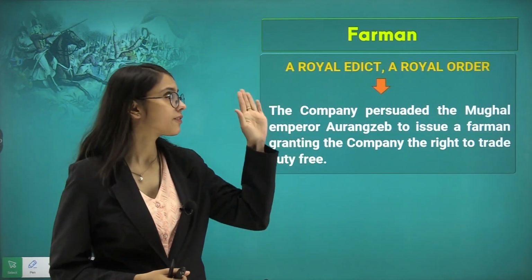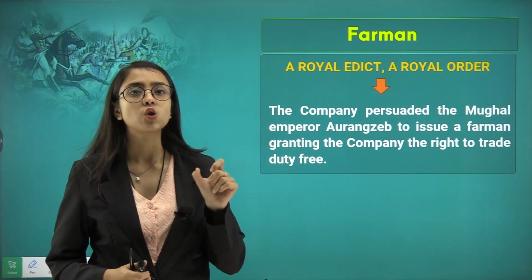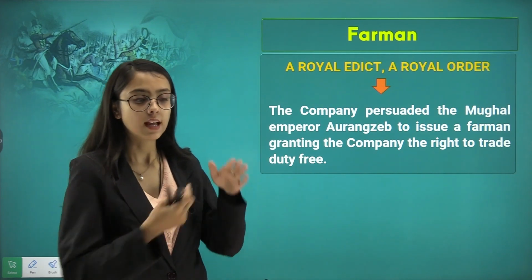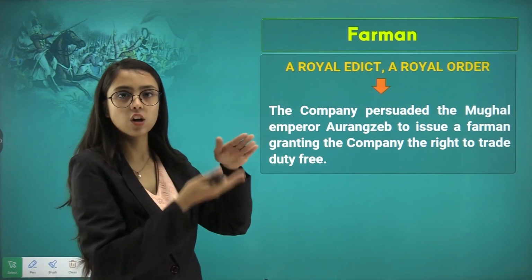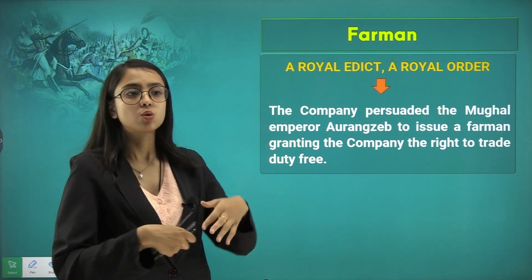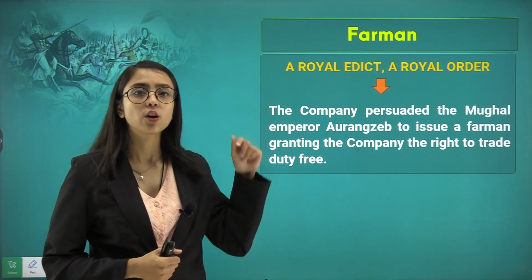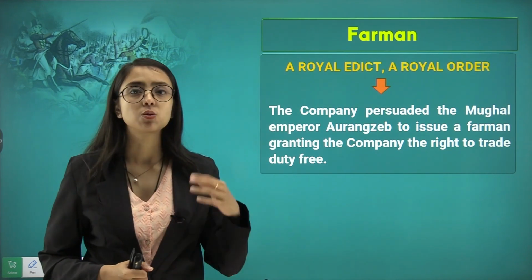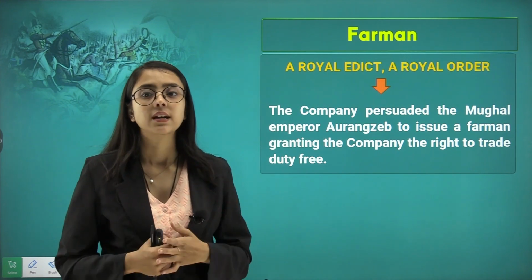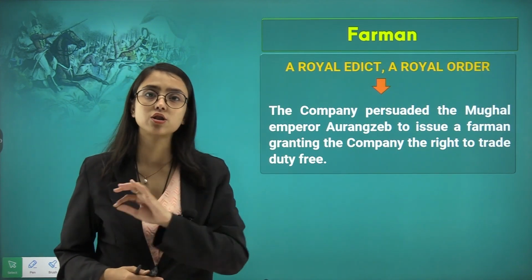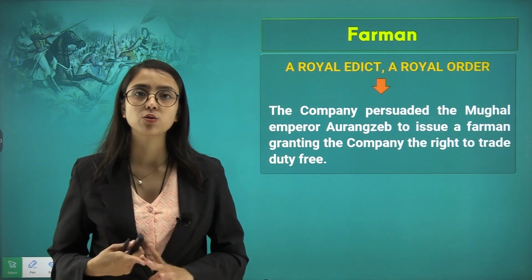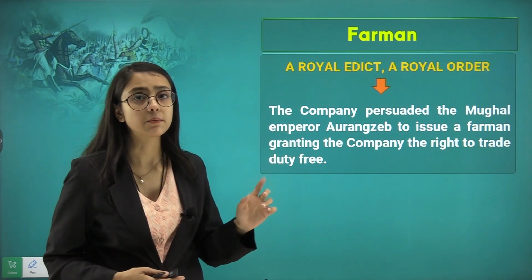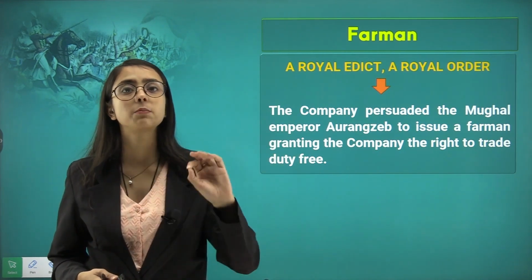Now let's have a look at what a Farman is. A Farman is a royal edict, a royal order. I am sure you all must have seen in movies or in photos that there is this long parcha kind of thing, a long scroll presented by the king to issue his orders. So they got a Farman. The company persuaded the Mughal emperor Aurangzeb to issue a Farman, an order granting the company the right to trade duty free, so that there were no import export duties or other forms of taxes. So they got this Farman from Aurangzeb and now they did not have to pay a single penny to trade in India.